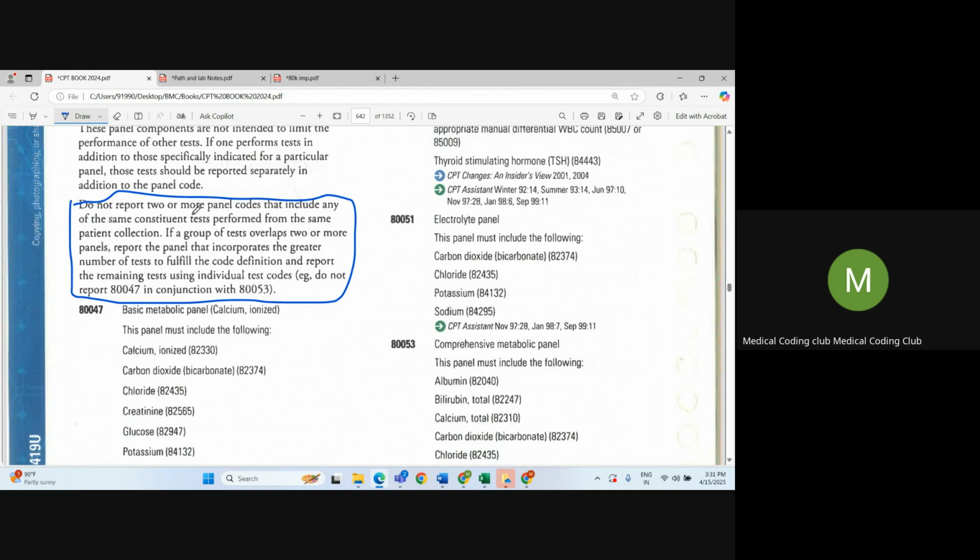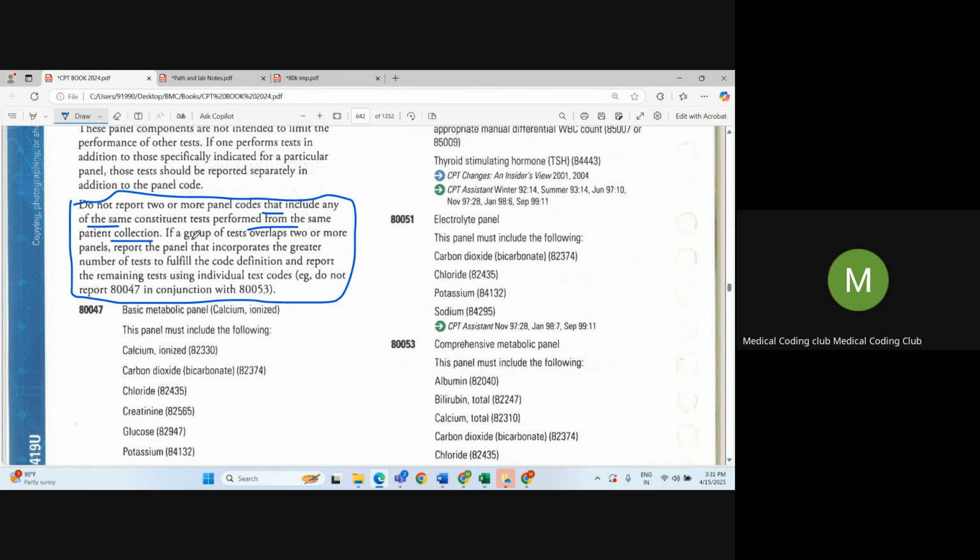Do not report two or more panel codes that include any of the same constituent tests performed from the same patient collection. If they are performing two different panels using the same patient collection, but the two panels have the same kind of repetitive tests, then those repetitive tests should not be billed in another panel. Any one panel you can code, but the same kind of test with another panel you should not code. You should code them individually. I'll explain that also.